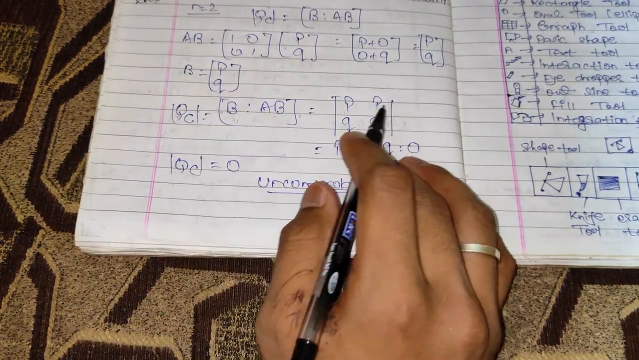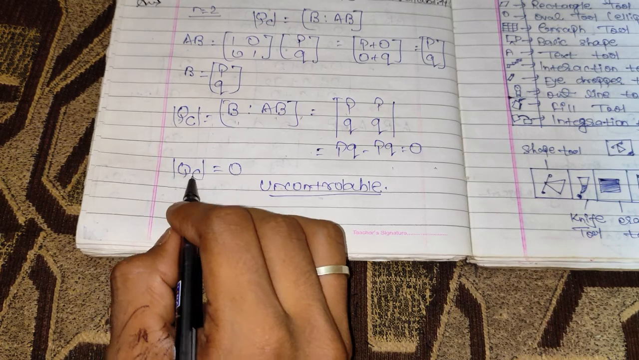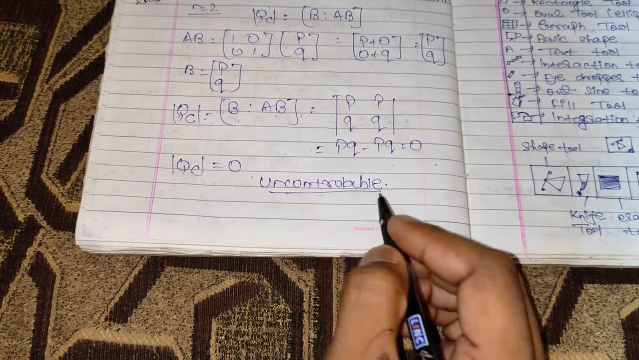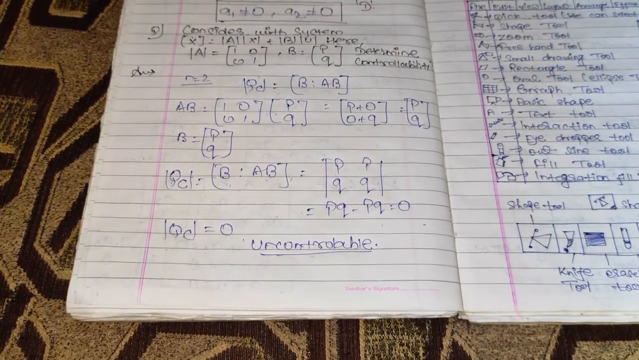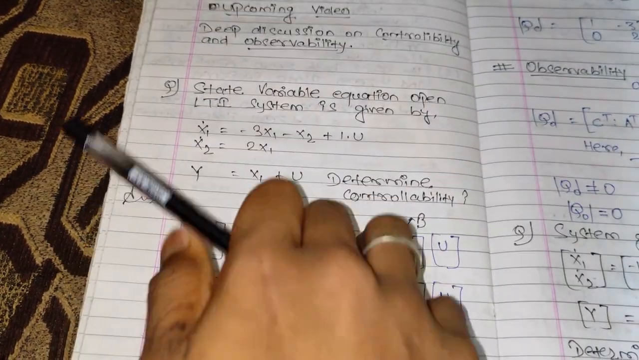When we try to solve this and find the determinant of Qc, we get 0. Means the determinant of Qc becomes 0. It becomes uncontrollable. Now we will see another example. Now here is the third example.